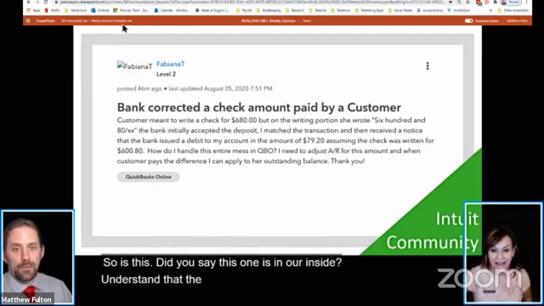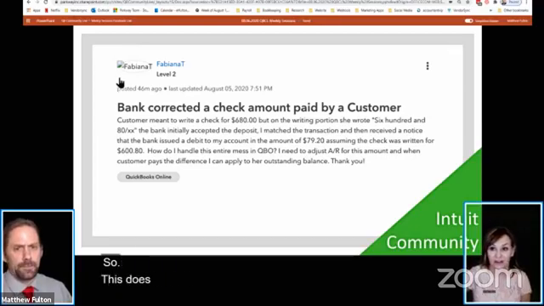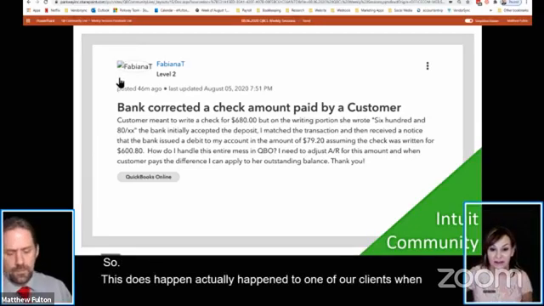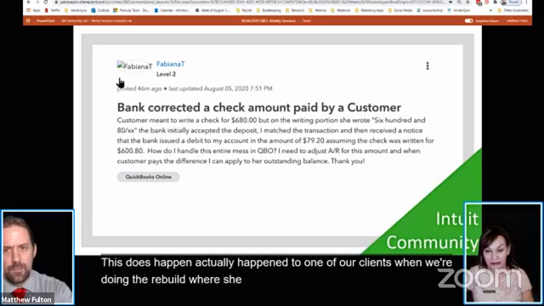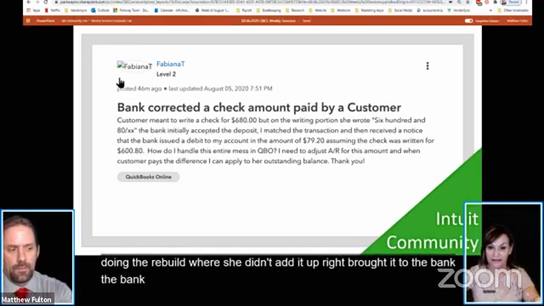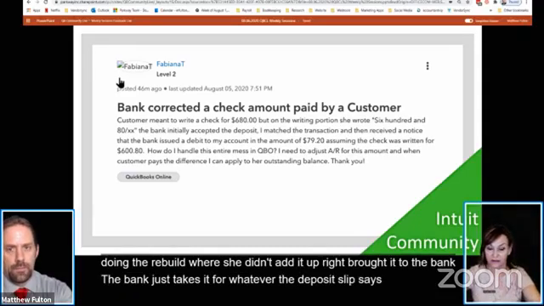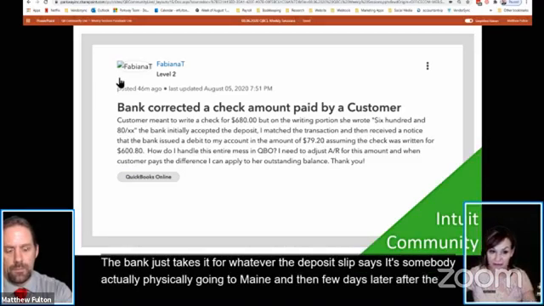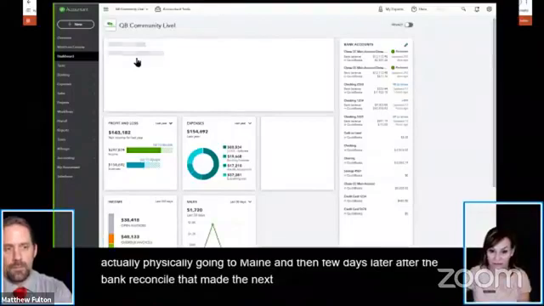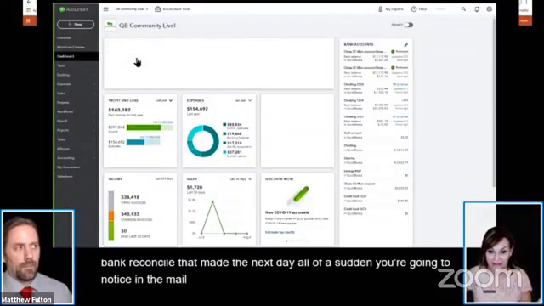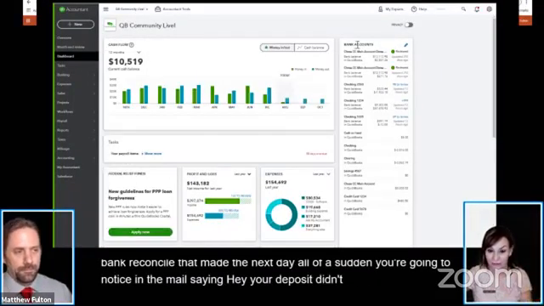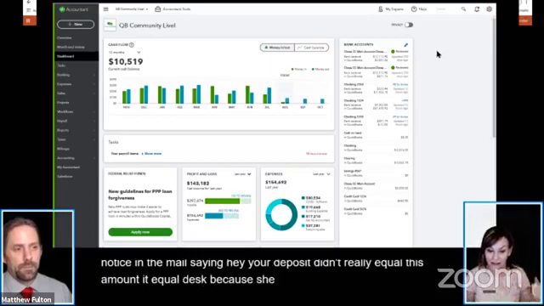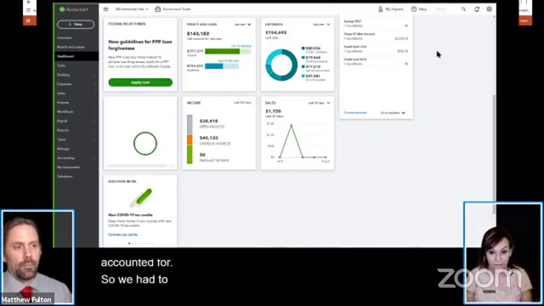Yeah, not in vendor sync, but in the QB community live. So, the same amounts, but this does happen. It actually happened to one of our clients when we were doing the rebuild, where she didn't add it up right and brought it to the bank. The bank just takes it for whatever the deposit slip says, because it's somebody physically going to the bank. And then a few days later, after the bank reconciles it, all of a sudden you get a notice in the mail saying your deposit didn't really equal this amount, it equaled this, because she probably just did it on a calculator and didn't put it all in QuickBooks. So we had to make adjustments for that transaction.